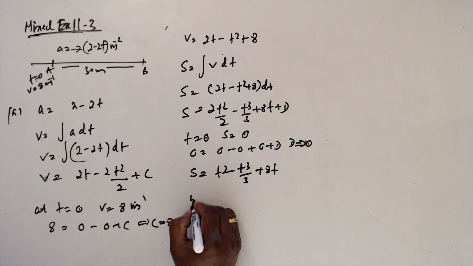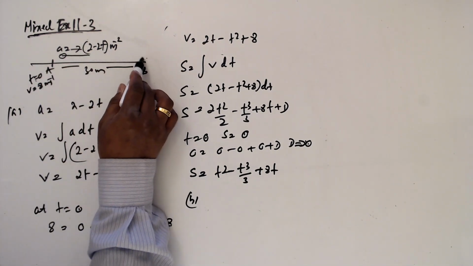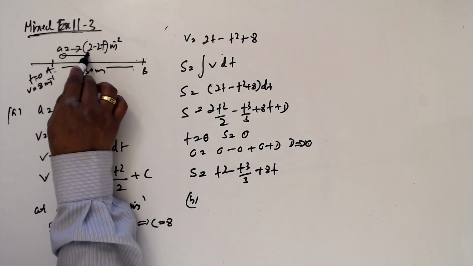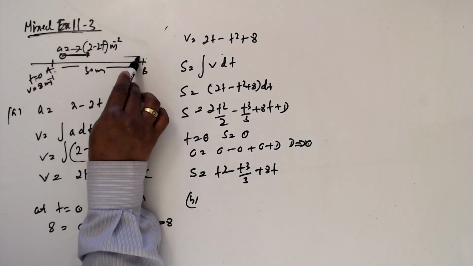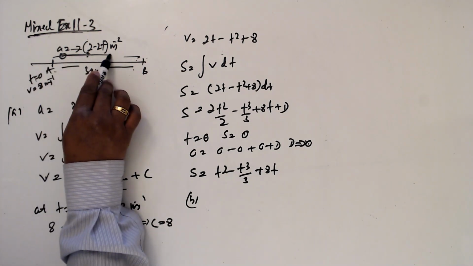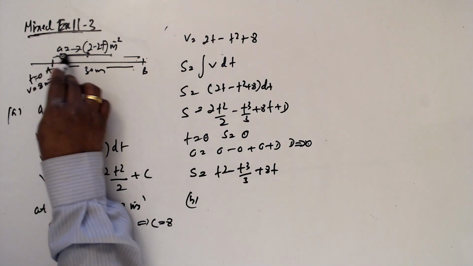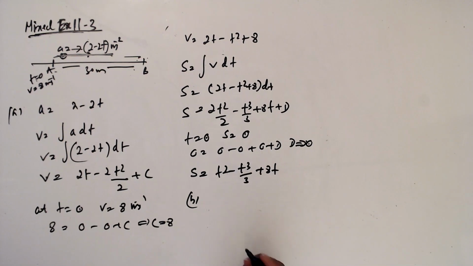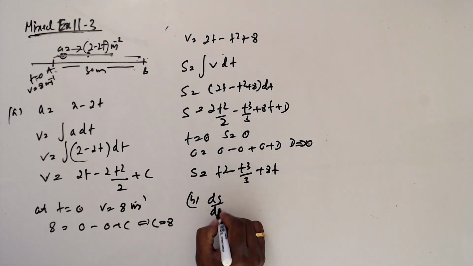Now part B, we want to show that this particle P does not reach B, where the distance is 30 meters. So it means we can find the maximum distance by differentiating this one. The requirement is that the maximum distance should be less than 30. If it is equal to 30 or greater than 30, it means the particle reaches B. We'll differentiate this one, ds over dt.